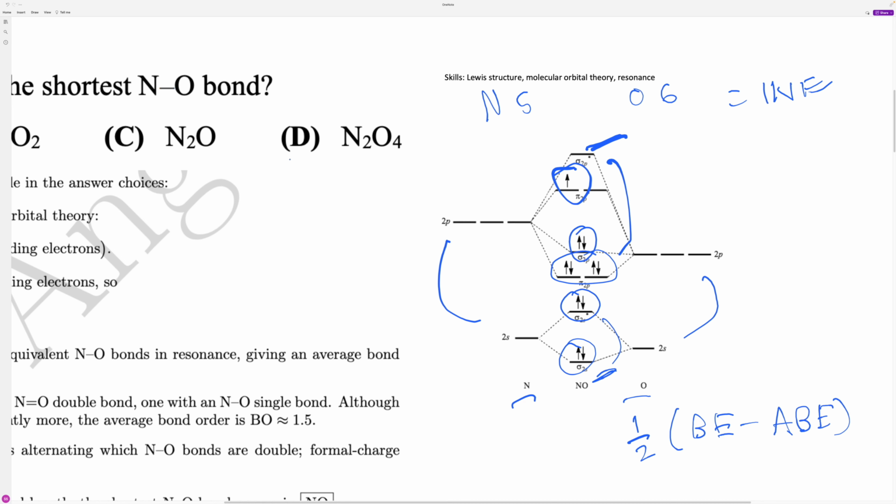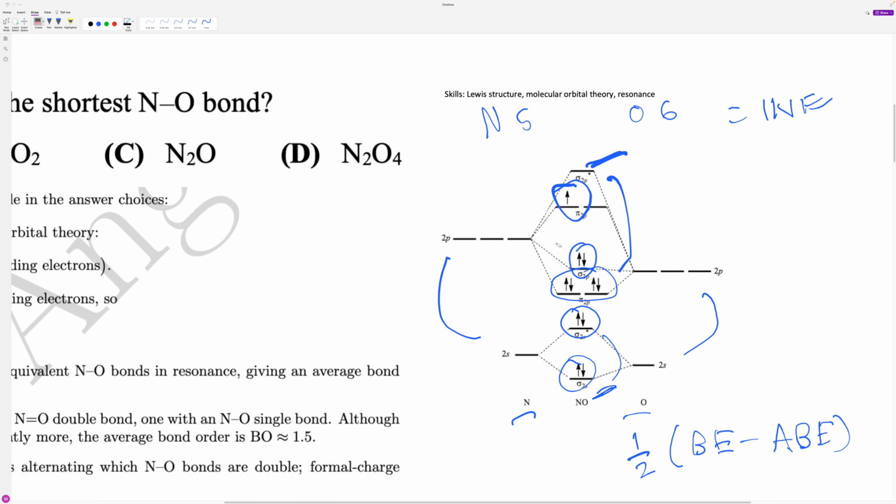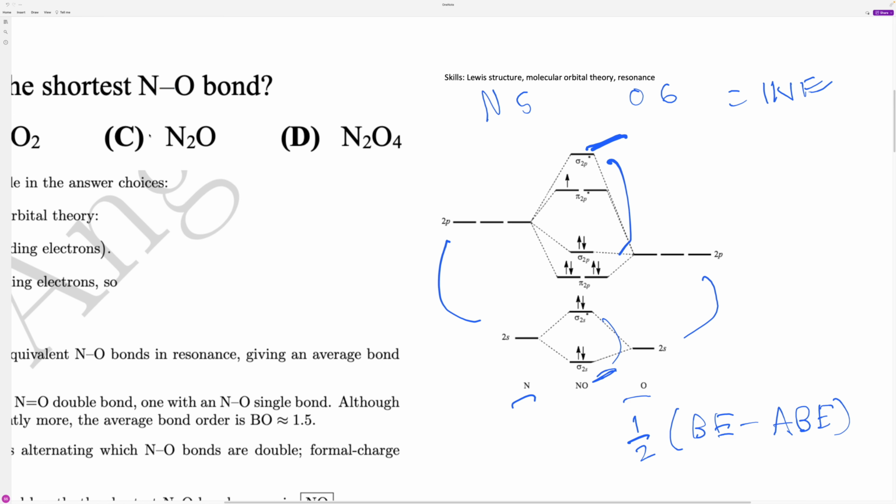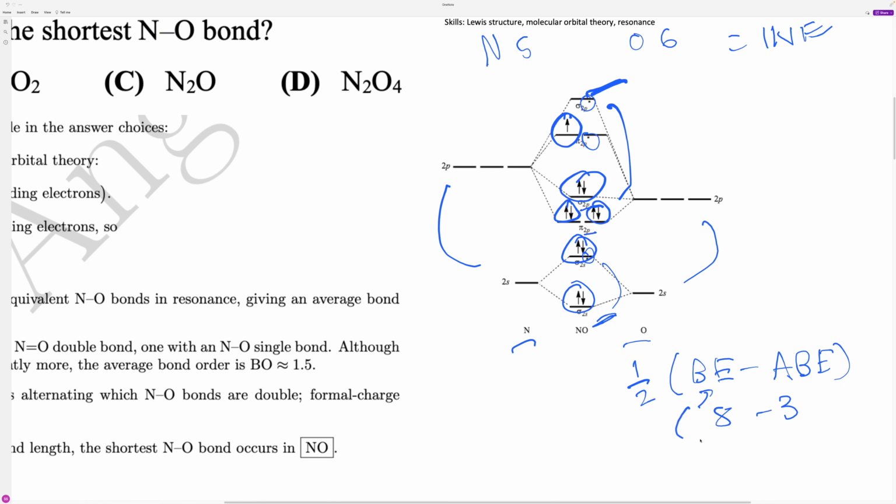And I think I covered up the symbols here, but if you erase these lines here, you'll see these asterisks, which indicate anti-bonding, and the lack of asterisks here indicates regular bonding. So if we just apply this formula here, we get 2, 4, 6, 8 in bonding electrons, and then anti-bonding, we have 1 up here and 2 down here. So that's going to be 3, and 1/2 times 5 is 2.5. So that's our bond order.